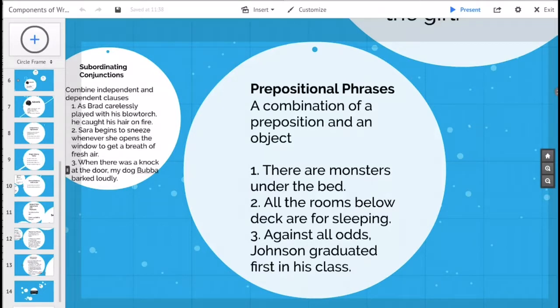So we look at our sentences here, and we want to recognize what is the prepositional phrase. So we start with: there are monsters under the bed. Under the bed is the prepositional phrase. All the rooms below the deck are for sleeping. Below the deck is the prepositional phrase. Against all odds, Johnson graduated first in his class. Against all odds would be the prepositional phrase.